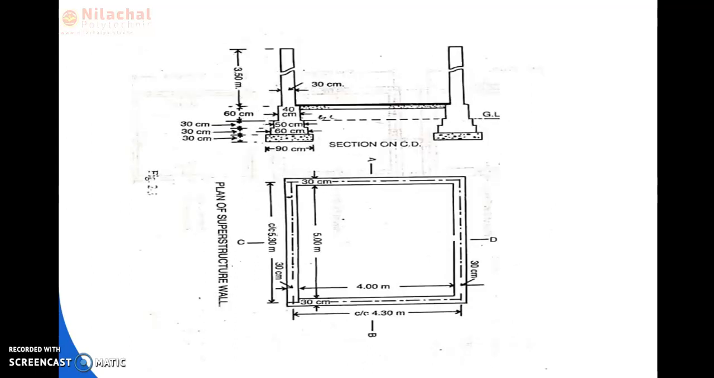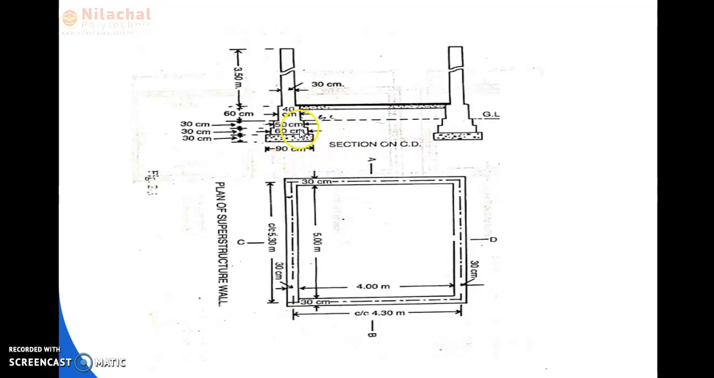Next is the section on CD. Section on CD cuts the long wall, the 5 meter wall we discussed. So to find out the breadth and height of the long wall from its cross section, we consider the section on CD. Here also the cement concrete is provided, whose breadth is 90 centimeter.